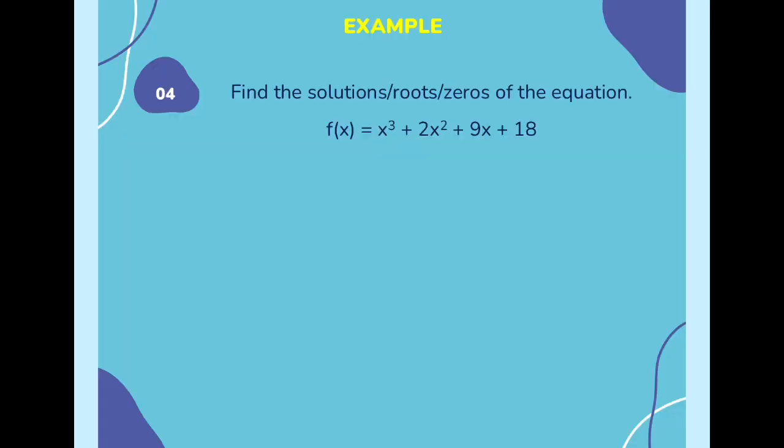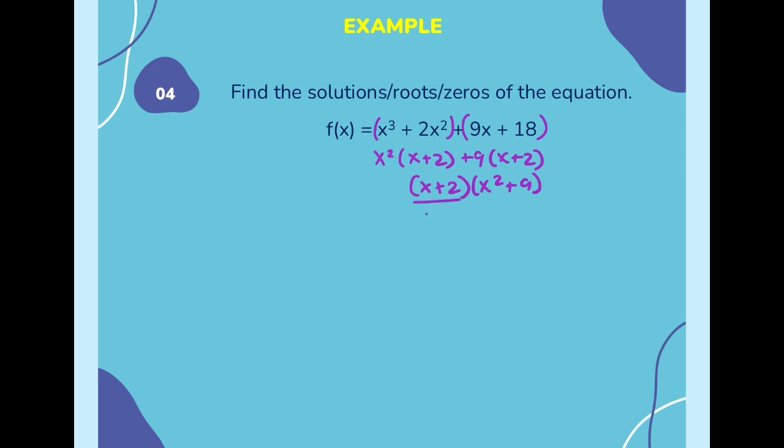Okay, last one. So same process. Find the solution, zeros or roots of the equation, making sure it's in order of decreasing degree. This time, if I were to factor it, I would get x squared plus 9 times x plus 2, and this would actually factor.